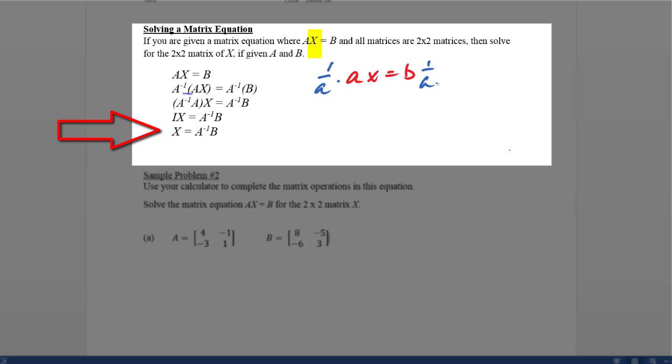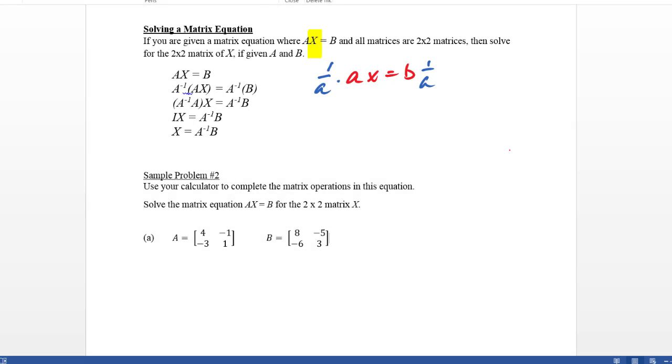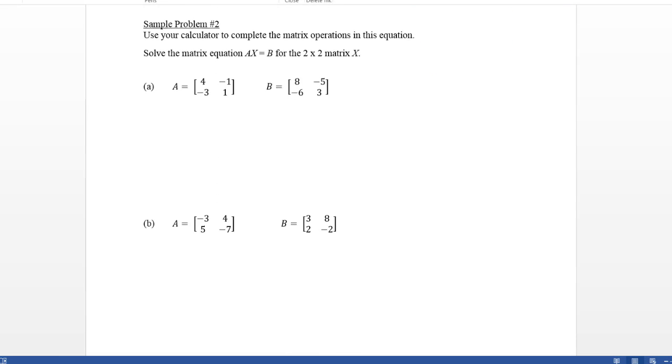Now, since we've already done this process, if we get an equation AX equals B, we do not need to work every single one of these steps. We know AX equals B is going to equal X equals the inverse of A times B. And so since that's the case, we can immediately go straight into that part of the equation and then use our calculators to make the necessary calculations. So let's look at sample problem number 2, how we're going to do that.